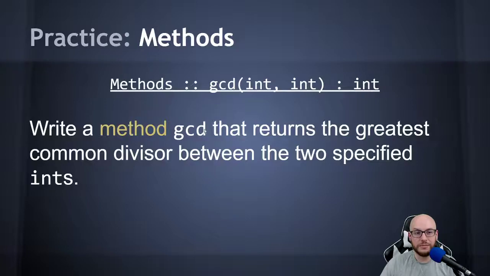Let's look at another method. Write a method gcd that returns the greatest common divisor between two specified integers. GCD, greatest, so we're going to provide two integers and we want to know what is the largest number that will evenly divide both of them.